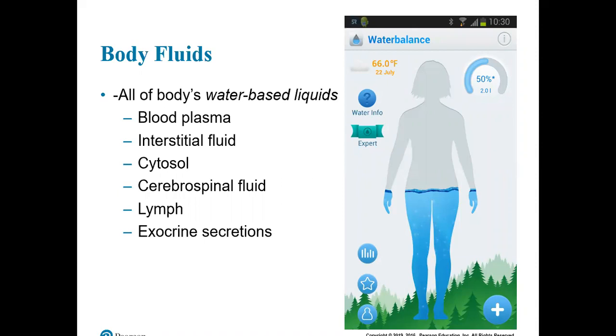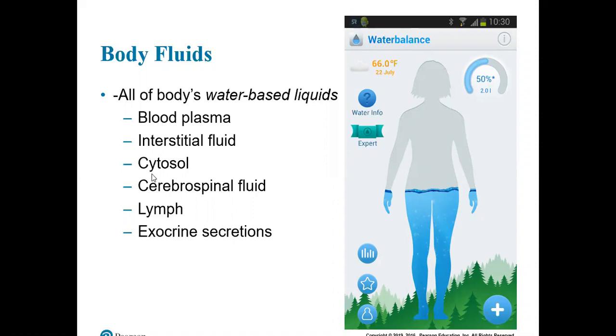What we're talking about is our body fluids. To understand fluid balance, you really need to understand where all of the body fluid is located. On this slide, you see all these different fluids. You're probably familiar with all of these. We've already talked about blood plasma. That's part of your body fluid. Interstitial fluid, that's fluid in the tissues, in the organs.